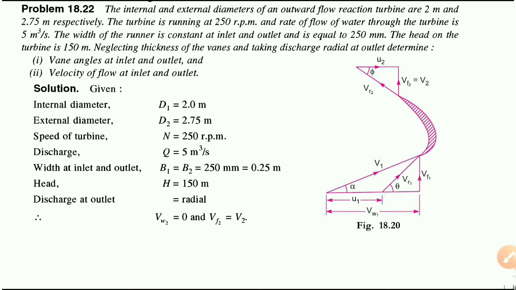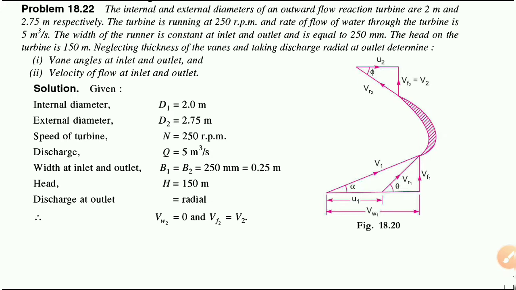The internal and external diameters of an outward flow reaction turbine are 2 meter and 2.75 meter respectively. The turbine is running at 250 rpm and the rate of flow of water through the turbine is 5 meter cube per second. The width of the runner is constant at inlet and outlet and is equal to 250 mm. The head on the turbine is 150 meter.